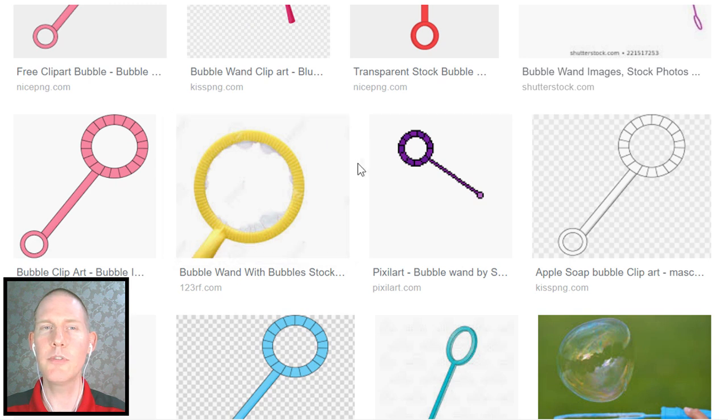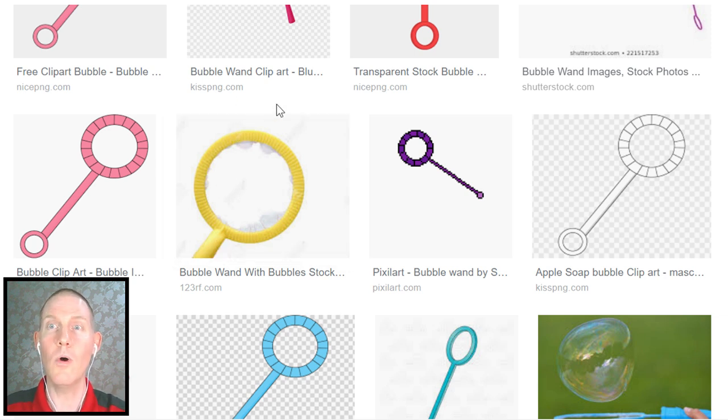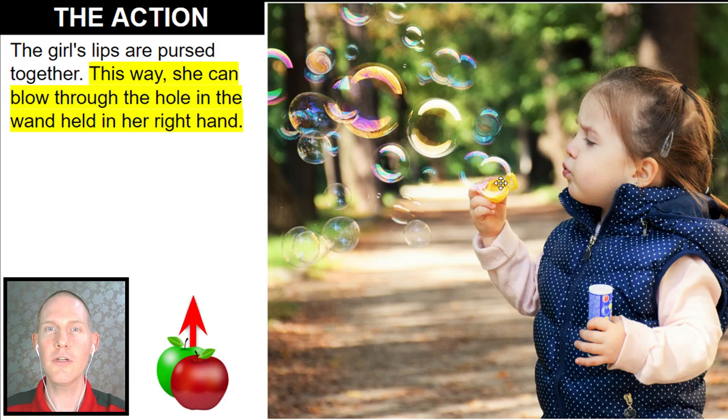They're different shapes, but one side of it has a circle on it, and you dip it into the bubble solution, the liquid, which is like soapy, and then you can blow through it. So the little piece is called a wand. And I don't think it's magic, but it's called a wand. All right? So the girl has a wand in her right hand, and she's blowing through the hole in the wand.